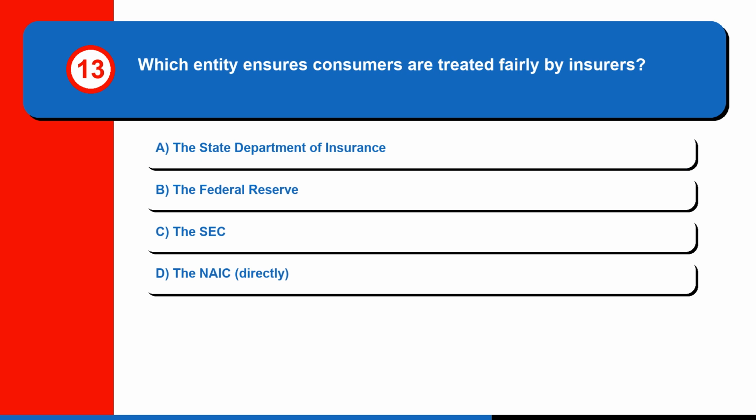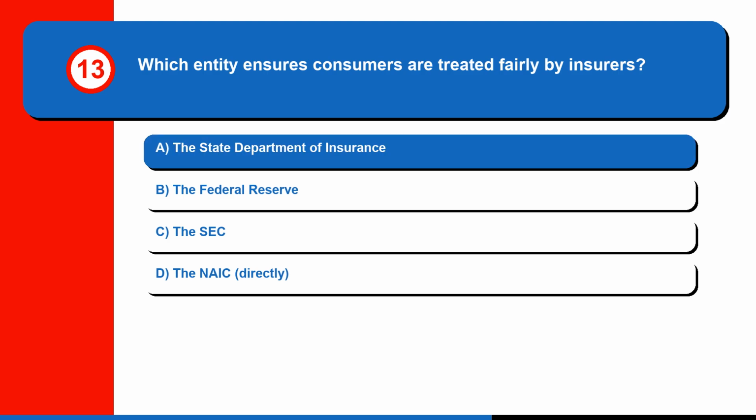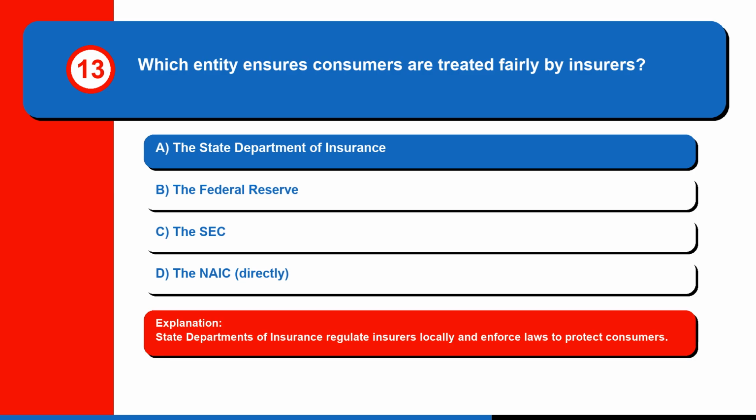Question 13. Which entity ensures consumers are treated fairly by insurers? A. The State Department of Insurance, B. The Federal Reserve, C. The SEC, or D. The NAIC, directly. The correct answer is A. The State Department of Insurance. State departments of insurance regulate insurers locally and enforce laws to protect consumers.